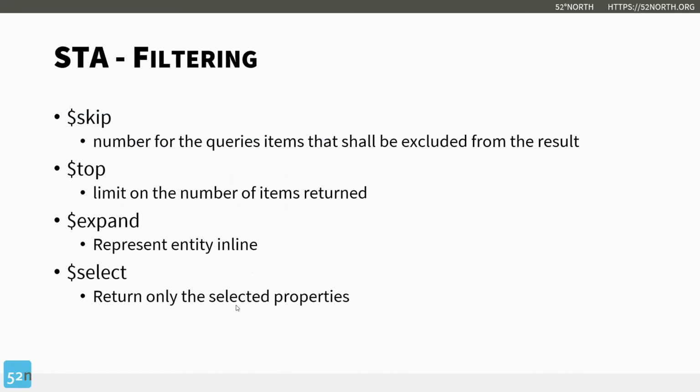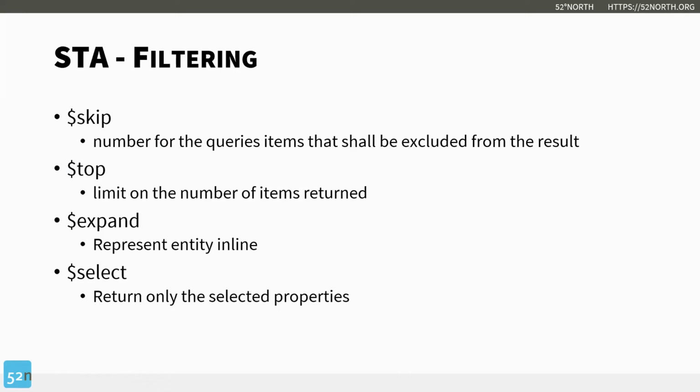Based on these resources, we can do some kind of filtering. We have the skip and top parameters, which allow us to do some kind of paging. So we can say, okay, I would like to skip the first 10 elements and please just provide the top 20 of the request. So this allows us to enable some kind of paging through a result set, which is returned by the STA. That's important for client developers.